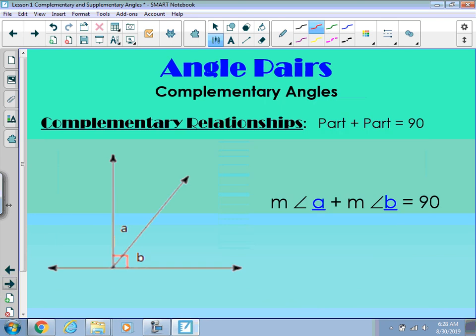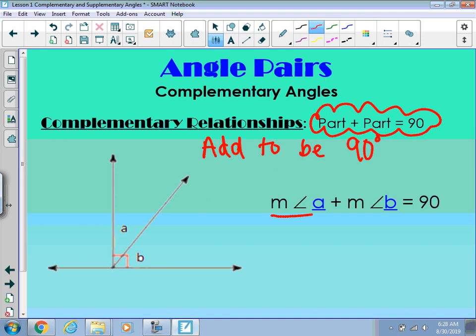Complementary and supplementary angles, okay? So complementary angles are angles that add up to 90 degrees. As you can see, it's part plus part equals 90. And here we have this statement: the measure of angle A plus the measure of angle B equals 90.